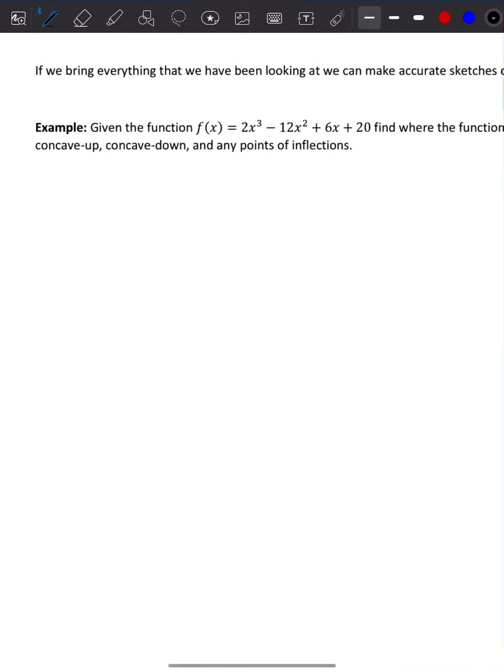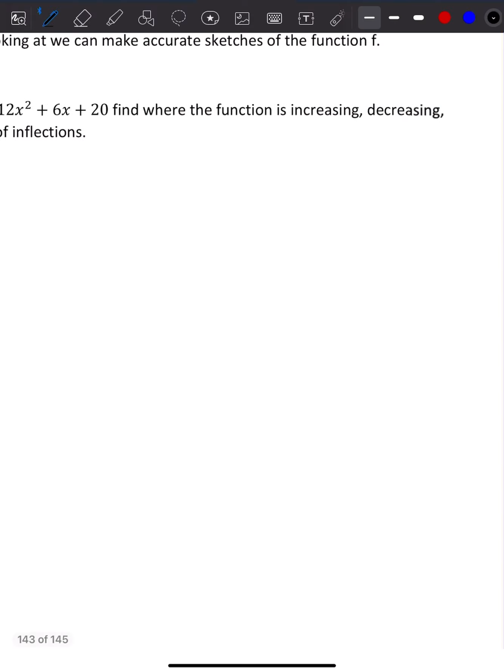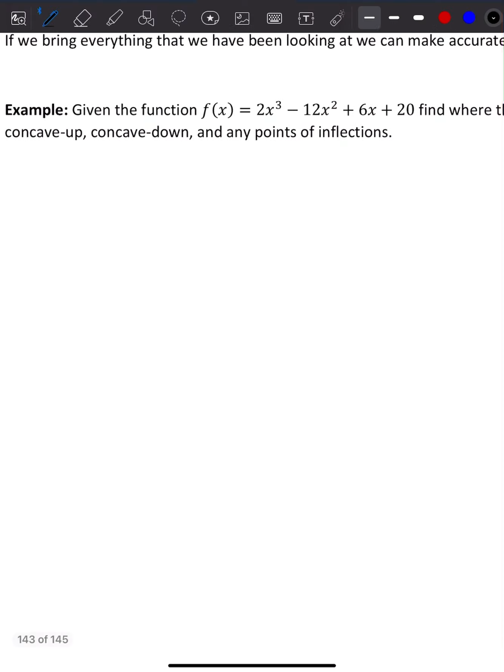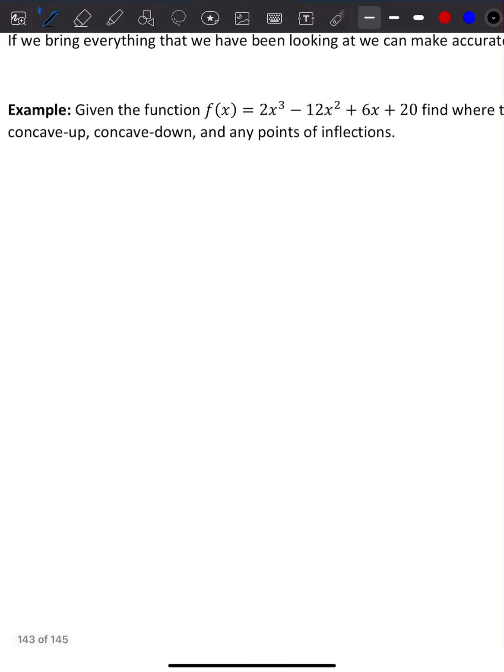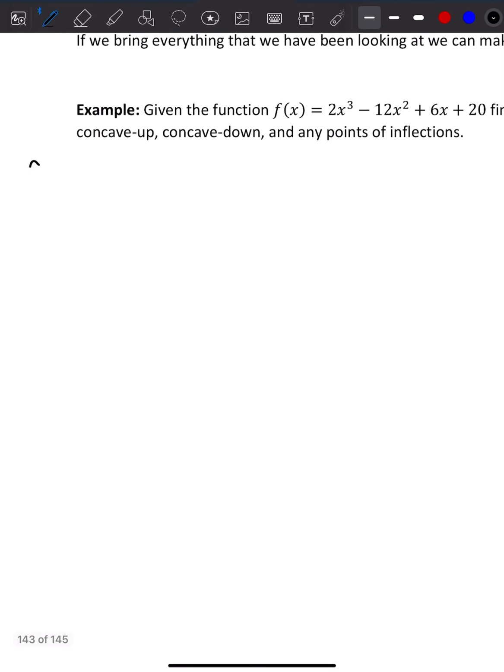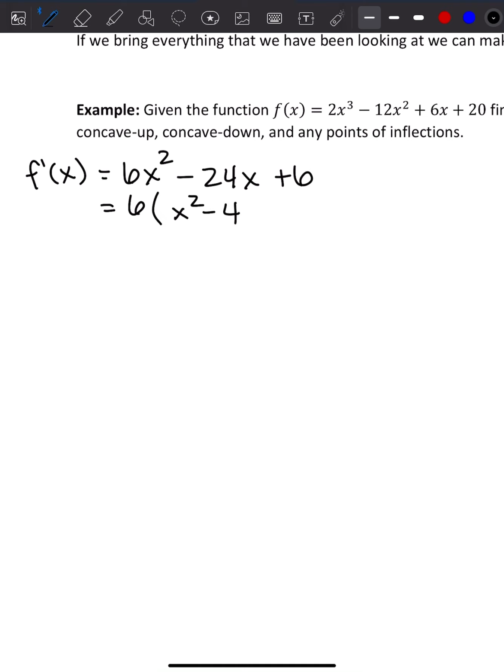So in our first piece here, we're going to be finding increasing, decreasing, concave up, concave down, and any points of inflection for our function f of x is equal to 2x cubed minus 12x squared plus 6x plus 20. So the first thing we're going to do is f prime of x equals 6x squared minus 24x plus 6. This is going to allow me to set this equal to 0 and solve. Before I do that, I notice that there's 6's in everything here, so I'm going to factor out a 6 from everything. So I have x squared minus 4x plus 1.